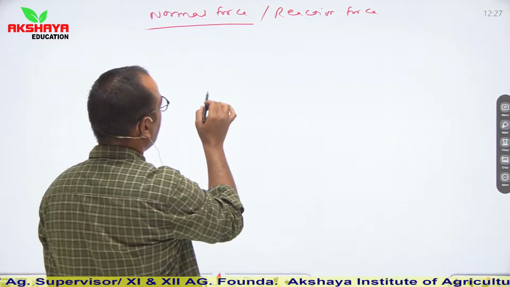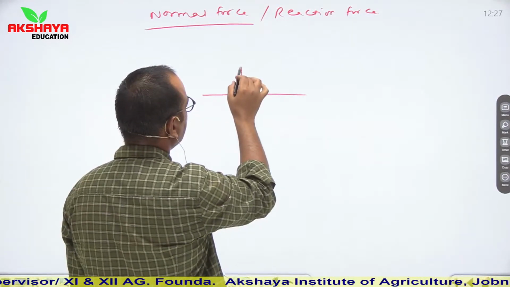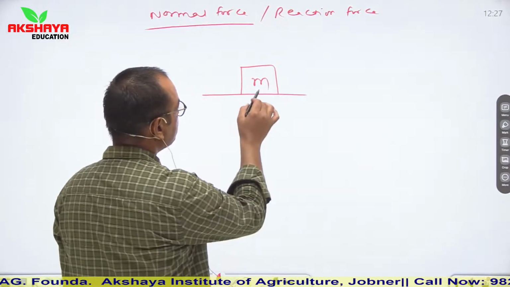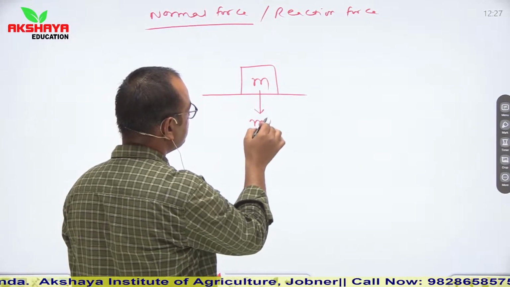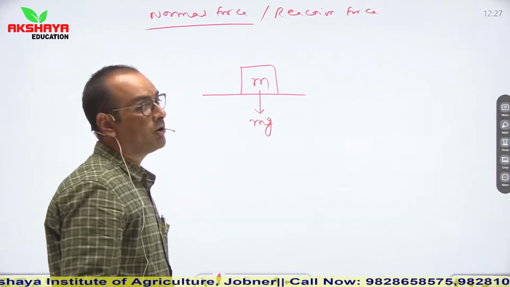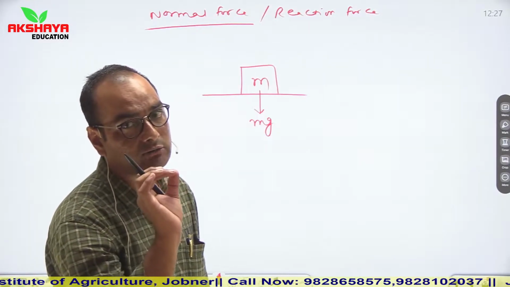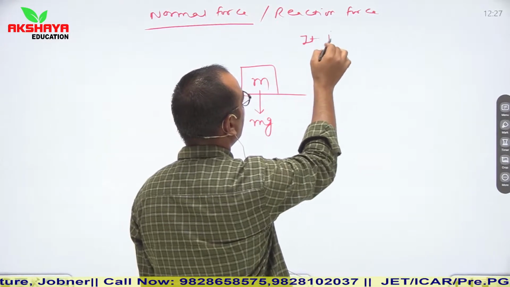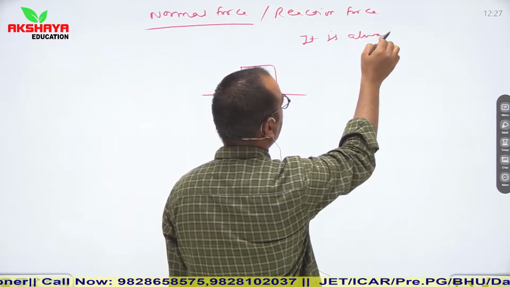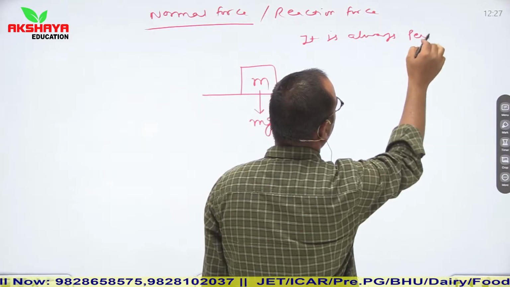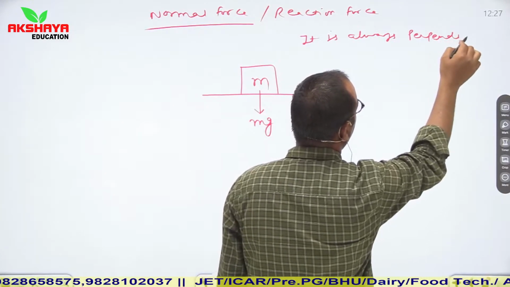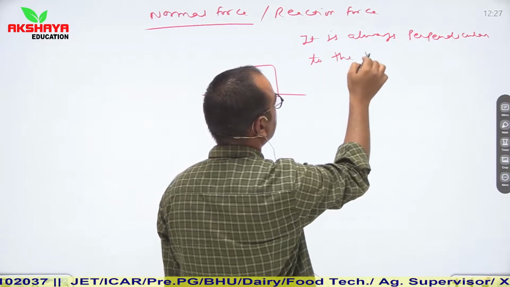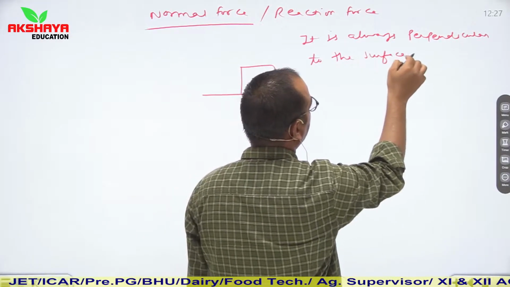If we talk about the nature of this pattern of force, let us say this is an object of mass m placed on a plane. Its weight is always towards the center of earth, and normal force is always perpendicular to the body. So its direction is always normal, meaning perpendicular to the surface of the object.